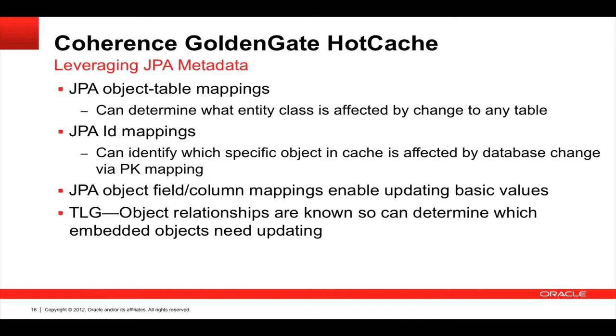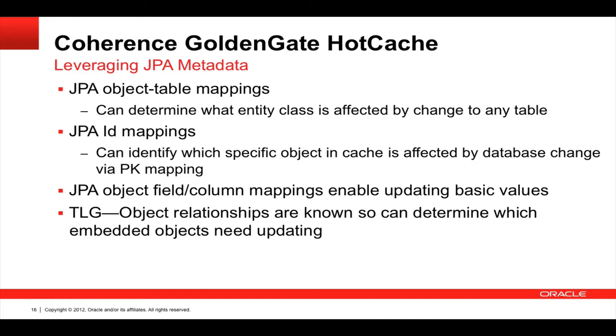We will know the primary key, so that when we get a row from GoldenGate telling us the key or the ID of the object that is affected, we will now know the key in Coherence that object is cached under. And again, columns and fields, we can get the information for mapping between column changes and the affected fields.